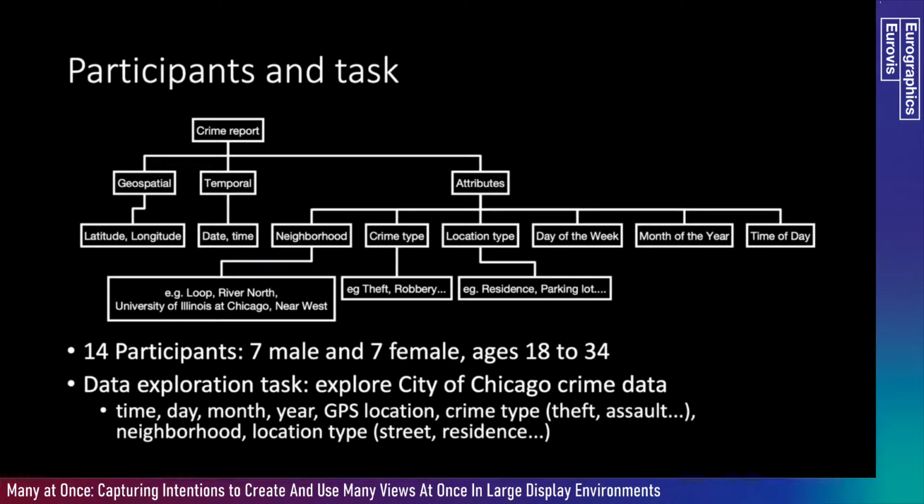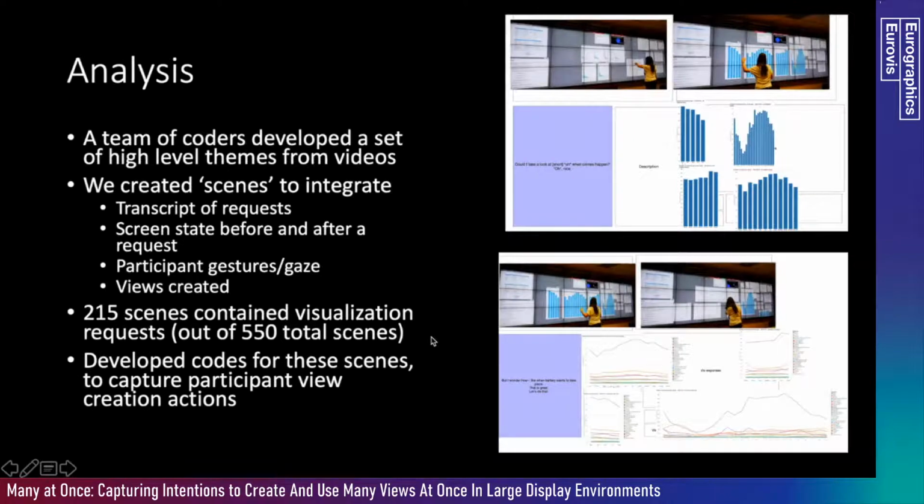We recruited 14 participants, 7 men and 7 women, and they explored a local crime dataset, which we believed they would be motivated to investigate. This data consisted of a set of crime instances over several years, containing temporal data such as the day, time, month, and year of the crime, as well as a GPS location and categorical information such as crime type and location categories and neighborhood identifiers for the crimes.